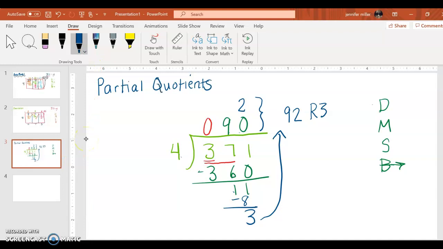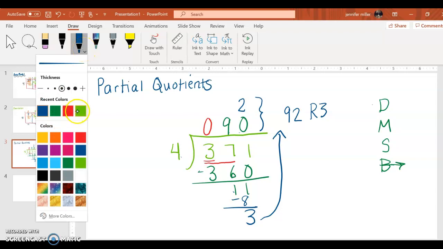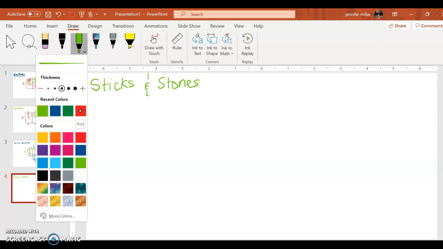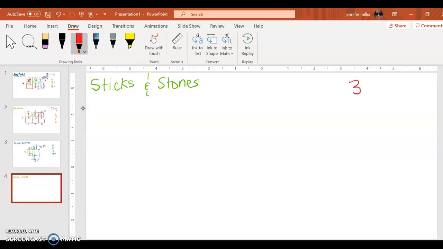And you're going to see that one a lot in iReady. The last one we're going to look at, you're not going to see anywhere as far as testing, but it's a nice method, especially if this is confusing at all. It's called sticks and stones. So it's a really good one to check your work, or if the only thing you need to do is provide an answer, sticks and stones might be the model for you. So we're still doing our 371 divided by 4, and we'll also set this one up in our bracket. Whoops, sorry.